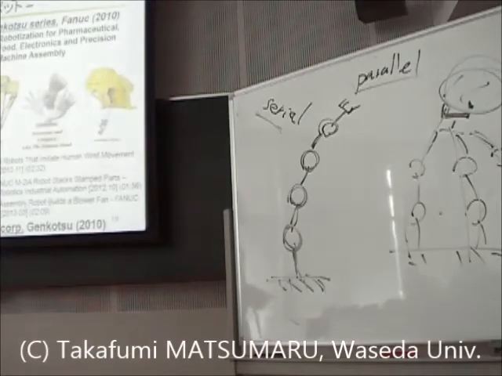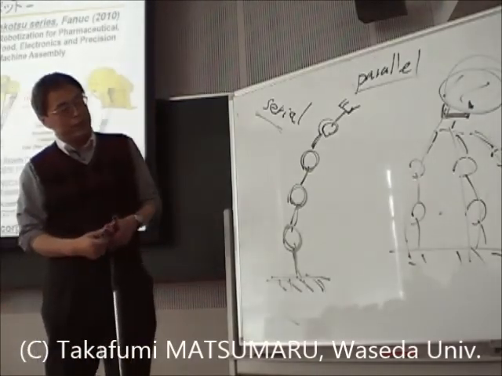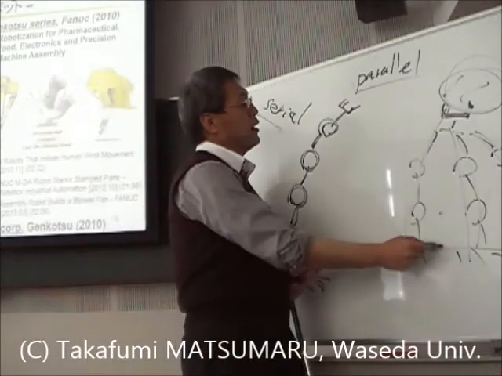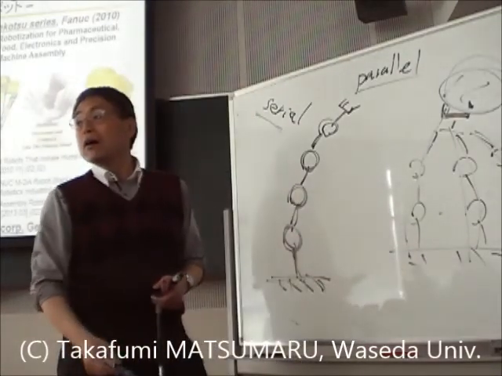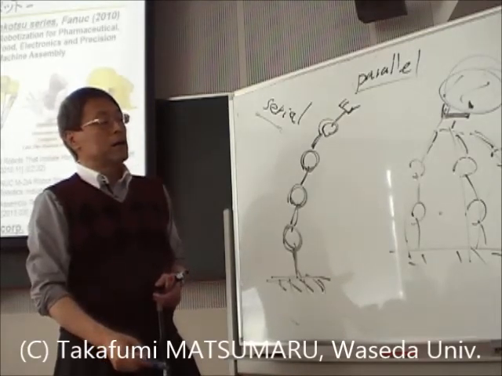But I think the serial one has more degrees of freedom. More degrees of freedom are necessary for parallel. Same for the serial. The serial one has more degrees of freedom. And the robot itself must be.